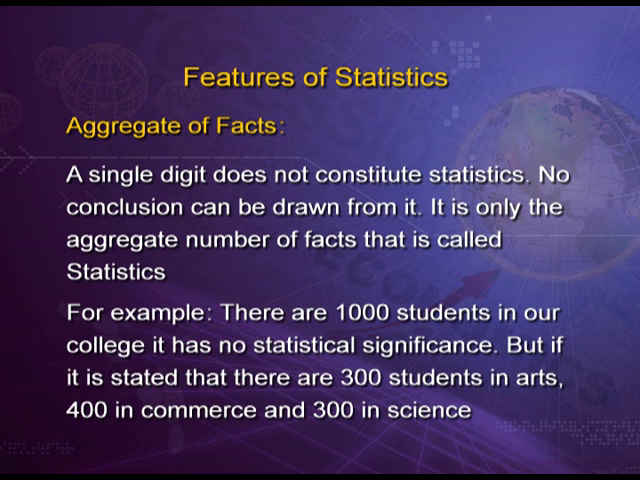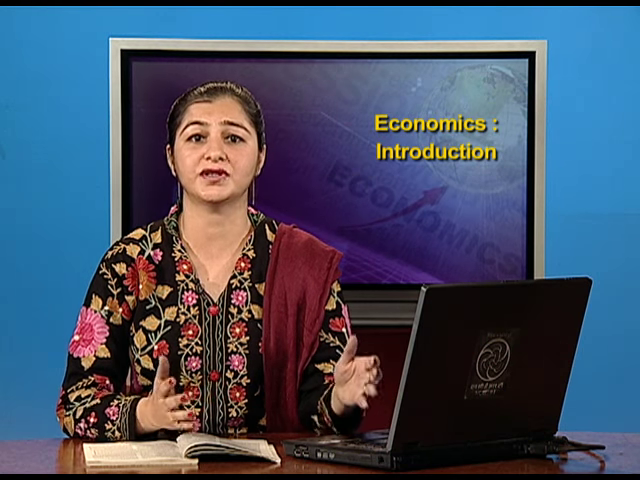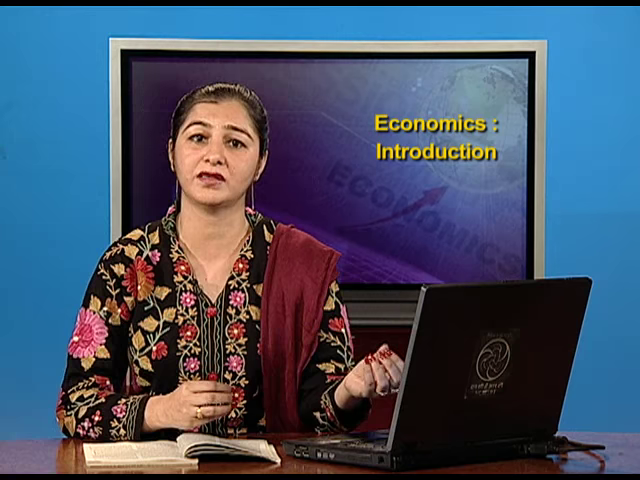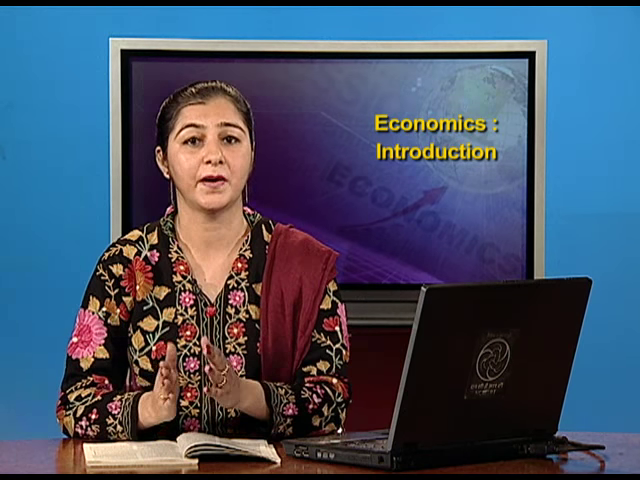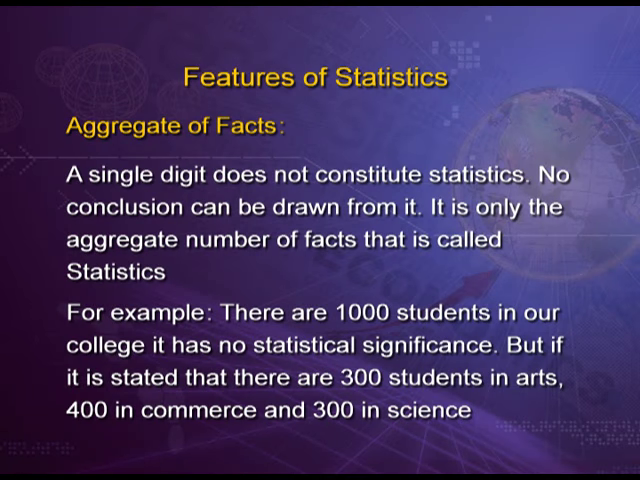For example, there are 1000 students in our college. It has no statistics in it, because we don't have any concern with 1000 students in a college. But if it is stated that there are 300 students in the art stream, 400 students in commerce stream and 300 students in science, that means we are talking about statistics.